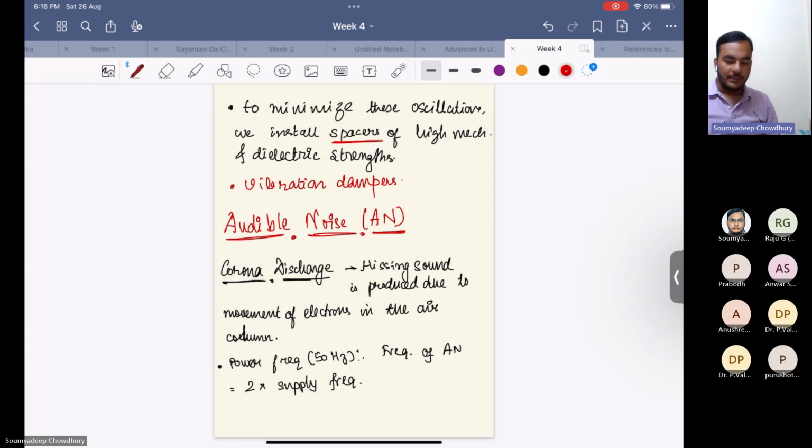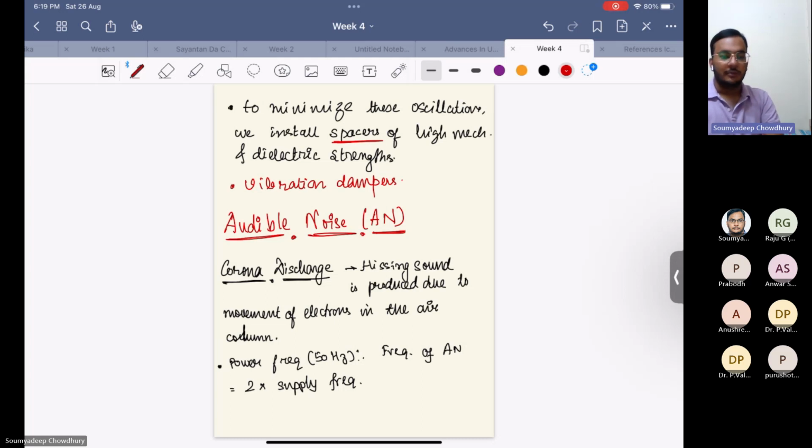Audible noise. Every one of us has heard of the term corona discharge, right? This corona discharge occurs due to the local breakdown of an air column. When extra high voltage or ultra high voltage lines pass through an area, in the local surroundings of the transmission line we have a very high electric field, and this electric field often exceeds the breakdown strength of air, which is 30 kV per centimeter.